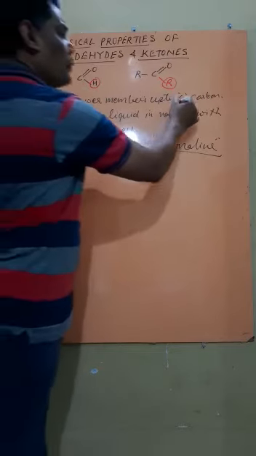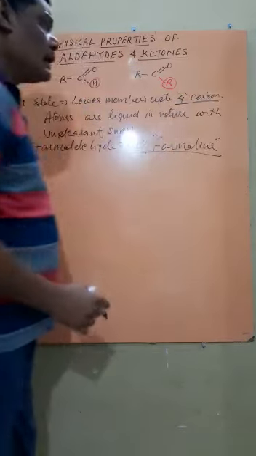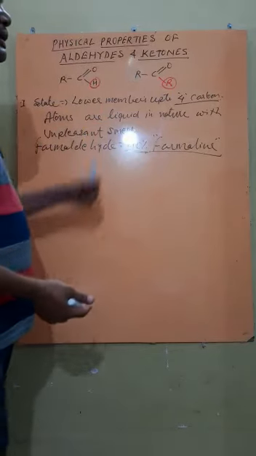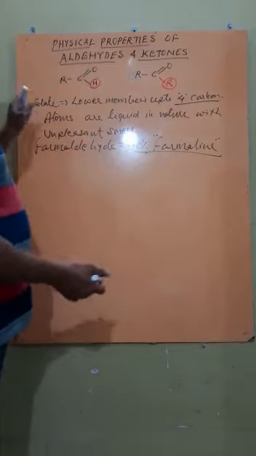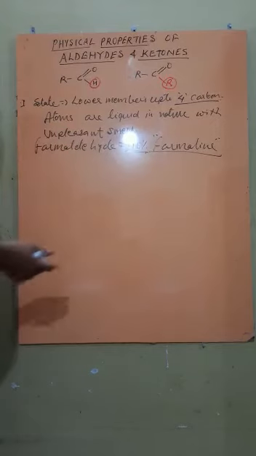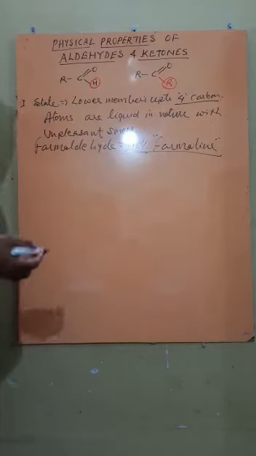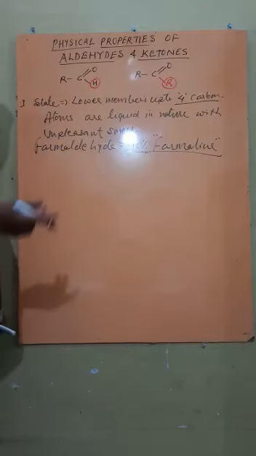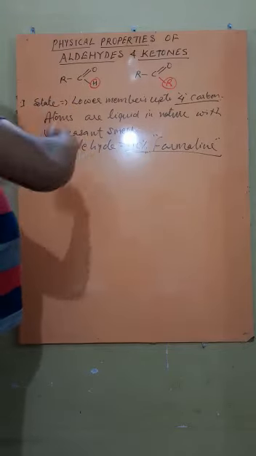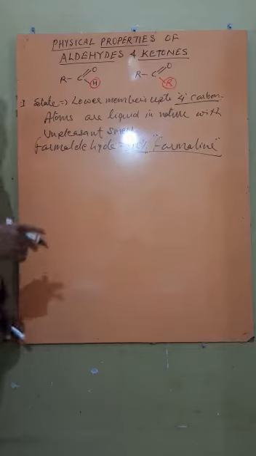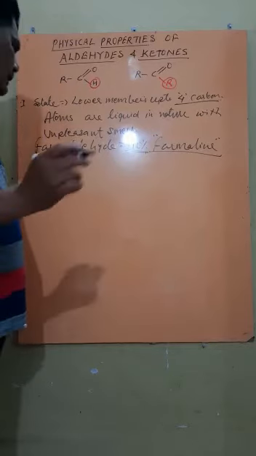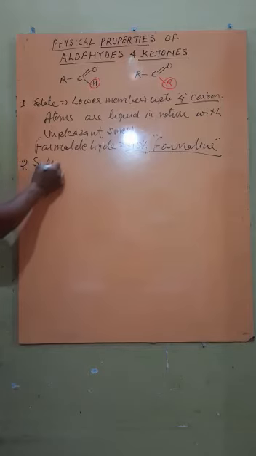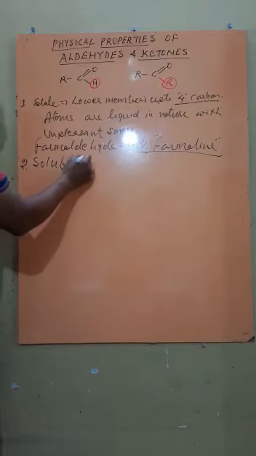So these compounds are soluble, but only up to 4 carbon atoms. As the molar mass increases, that is the carbon number increases, the physical state becomes solid. Getting? Benzaldehyde and acetophenone: benzaldehyde is liquid, but most of the aromatic ketones are solid in nature. Second one, which is again a very important physical property, is called solubility.